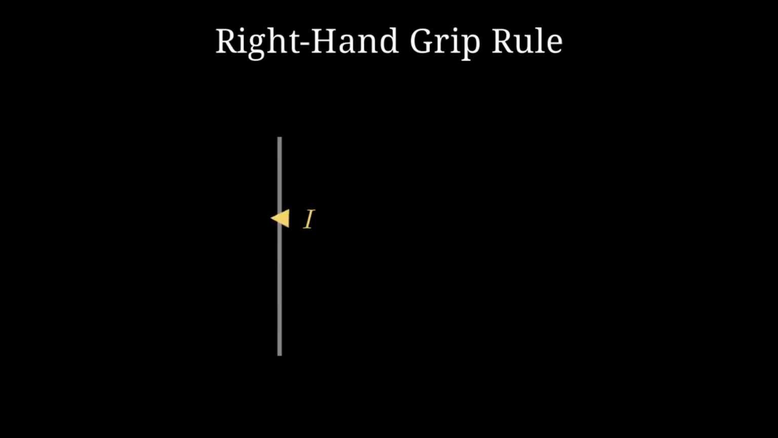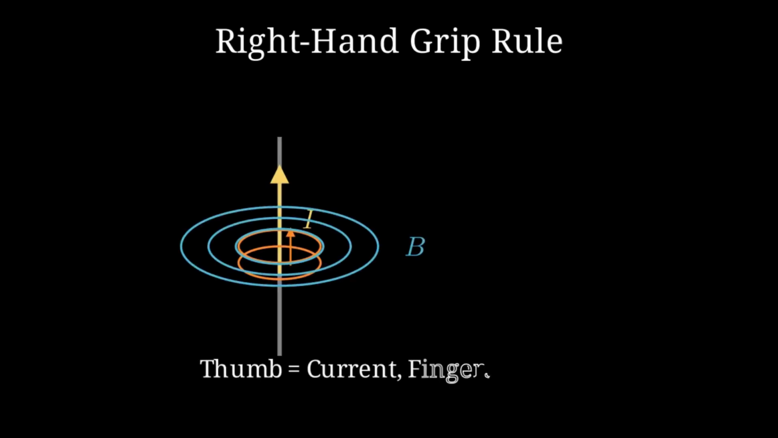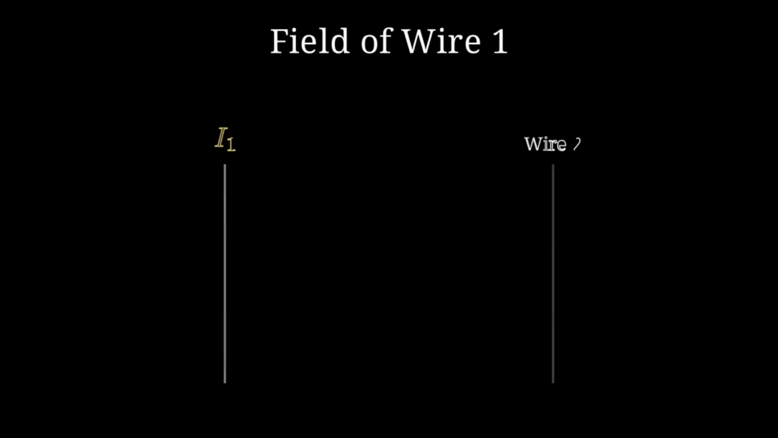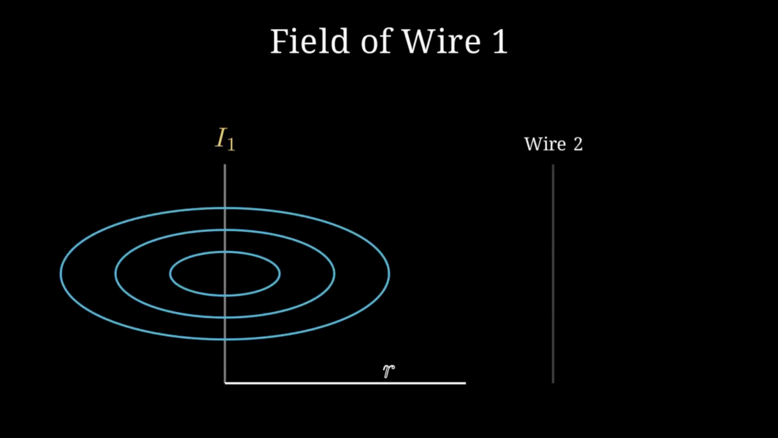To understand the force, we first look at the magnetic field created by a single wire. Using the right-hand grip rule, your thumb points with the current, and your fingers curl in the direction of the magnetic field lines. Wire 1 creates a magnetic field, B1, that reaches wire 2. At a distance r, the strength of this field is determined by the permeability of free space, the current, and the distance between the two conductors.